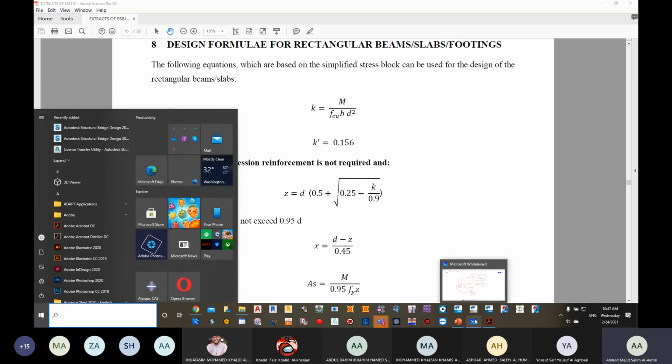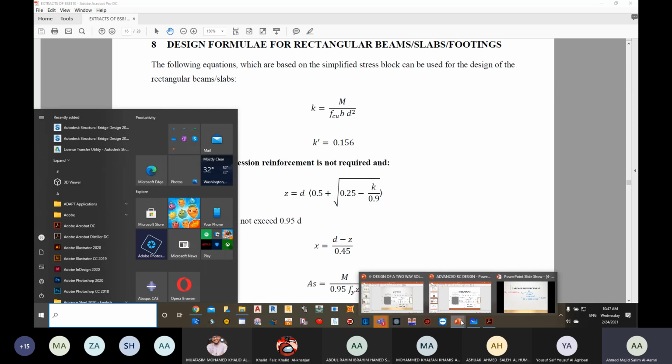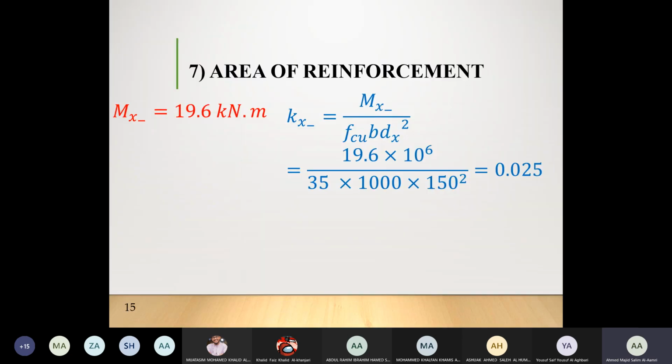Okay, it's very rare to see a slab that is doubly reinforced. Okay, so we have 0.025. 0.025 once again is lesser than 0.156, so that's going to be a singly reinforced section. And we said from the beginning, if you remember, slabs are going to be singly reinforced because of the lesser loading. Now the second k to be calculated is the one for moment of x positive.